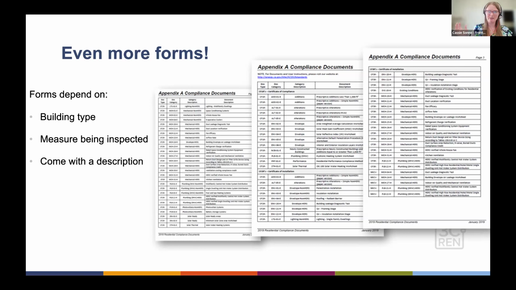This covers the CF1Rs, and there are similar document patterns for CF2Rs and CF3Rs. Just a note, luckily this is all laid out pretty clearly. If you look at your compliance documents, Appendix A, you can usually find what you're looking for there.